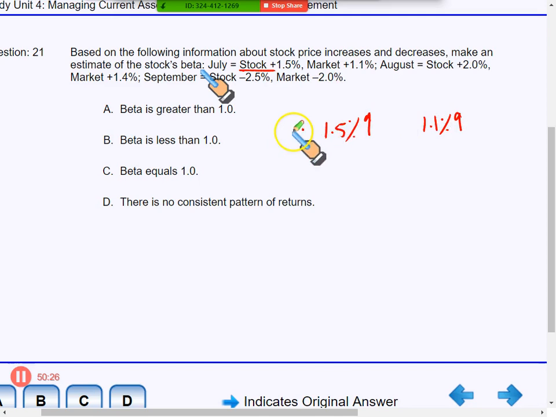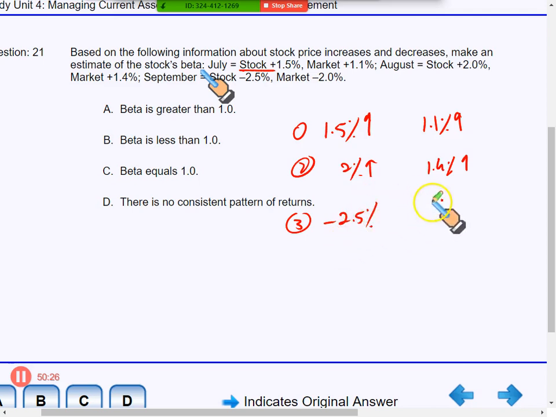Fine. In another instance, in August, your stock went up by 2%, whereas the market return went up by only 1.4%. And in September, when the market fell, your stock fell by 2.5% when the market fell by only 2%, which means your stock is relatively more volatile than the return on the market. Even if we don't have to calculate it, it's quite apparent it is greater than 1.